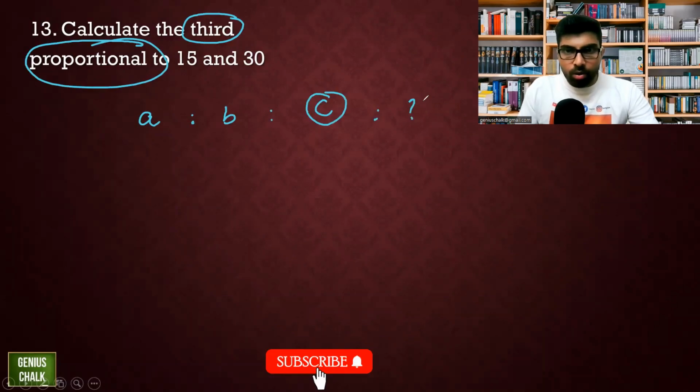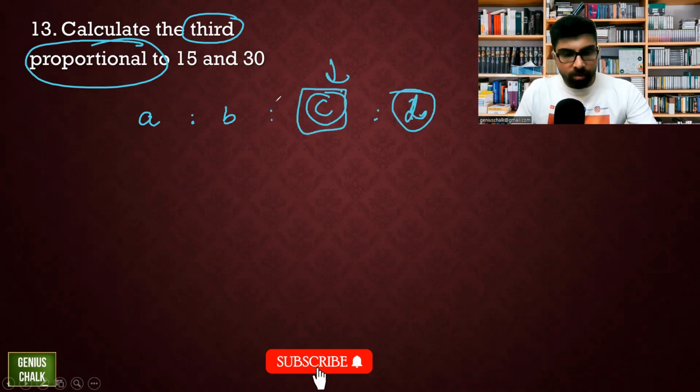Now the problem is I don't have this number. How will I find this C value? If suppose this D value was given, I could have easily found this, but it is not given. This D is not given here. You can see only two numbers are given, 15 and 30. That means A and B are given, D is not given.